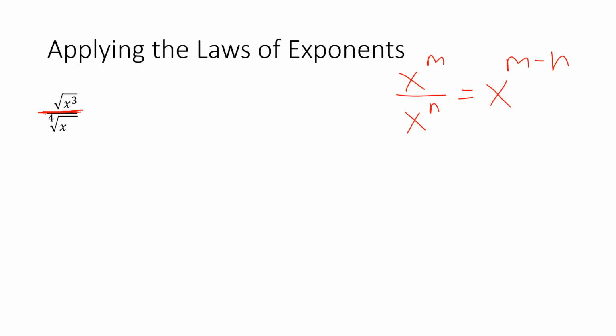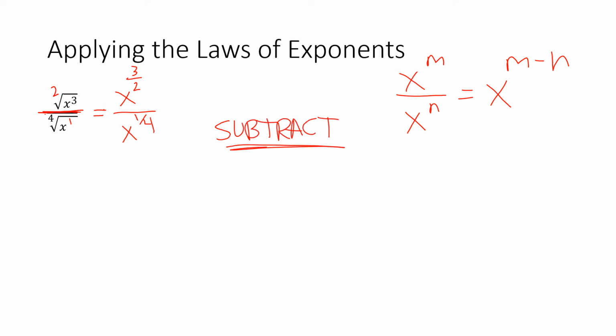All right, so up top, this is the square root of x cubed. On the bottom, there's one x in there. So if I want to change this to an exponent, that would be x to the 1/4 power. And all we need to do is subtract those exponents.